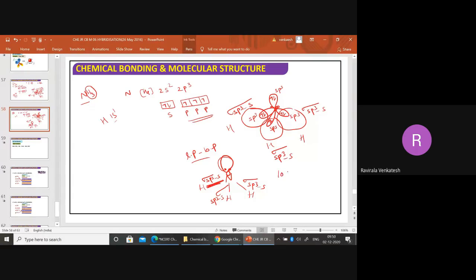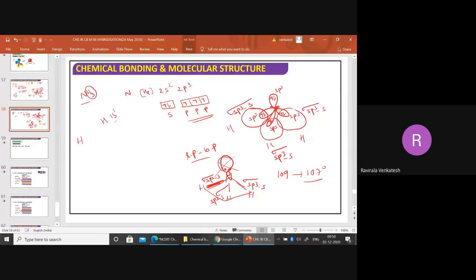Because of this, the bond angle changes from 109 to 107 degrees. We can't consider the lone pair for the shape; now you have to consider only the bonds. This shape looks pyramidal, therefore it is called trigonal pyramidal shape.